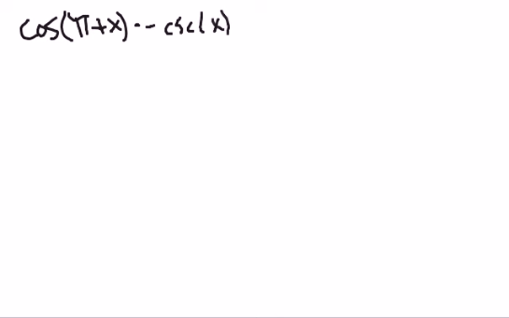Alright, so today we're going to go ahead and start the Honors Pre-Calculus Marking Period 3 RQA Review number 1. And I'm going to start with number 1, which is asking us to use fundamental identities to explain why the graph of cosine of pi plus x times negative cosecant of x is equal to the graph of just cotangent of x.